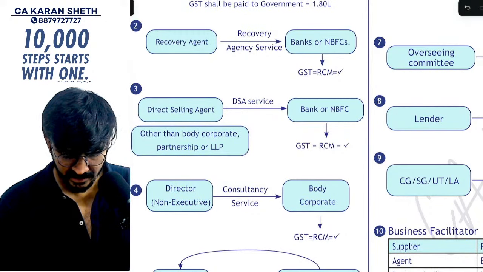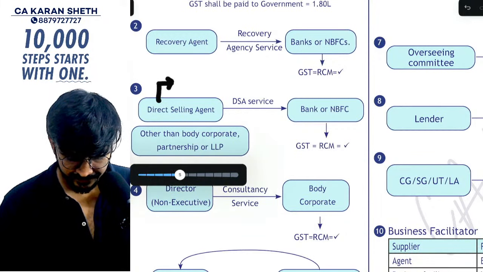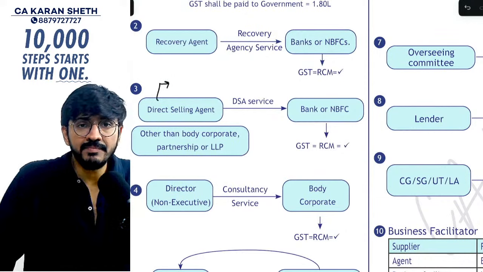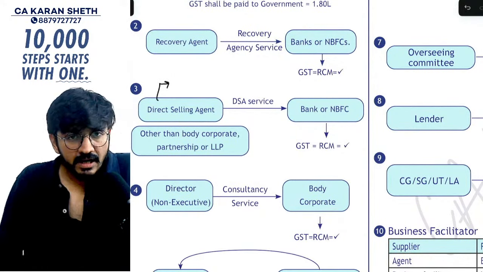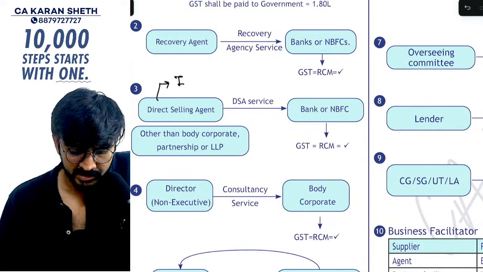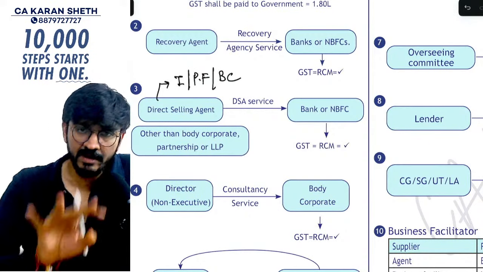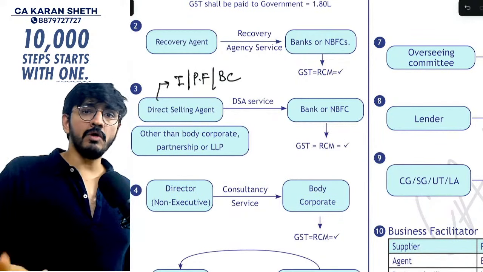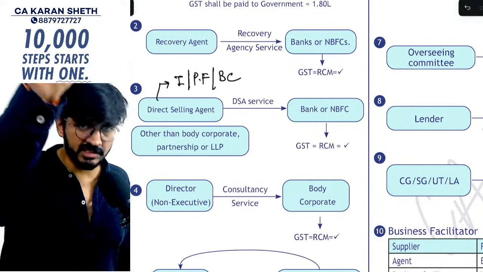So direct selling agent, okay, can only function in three ways. Either they can function as an individual, a partnership firm, or a body corporate. They cannot be an HUF or AOP or BOI or society. Only these three structures are allowed.